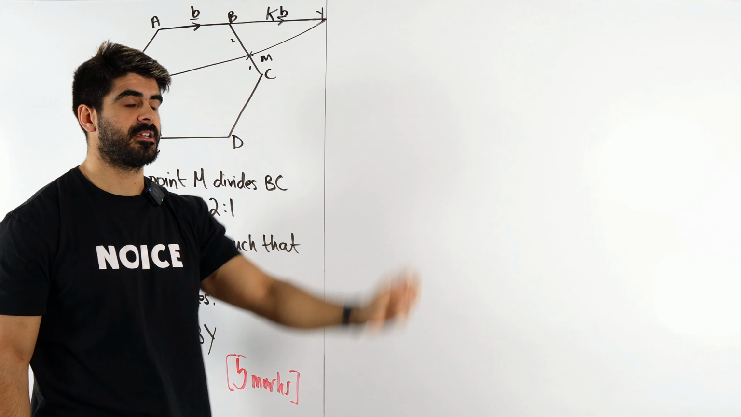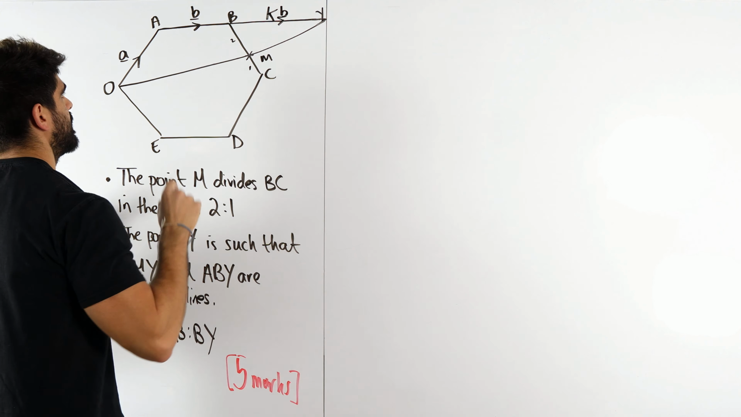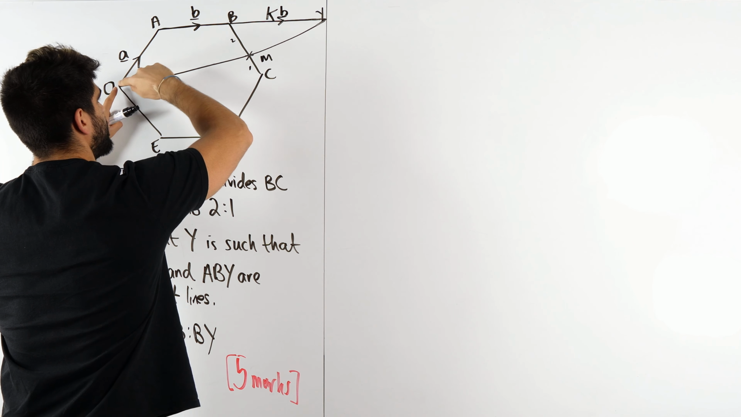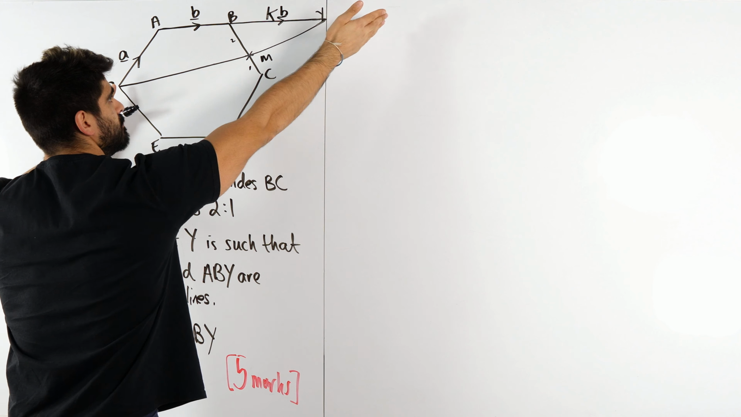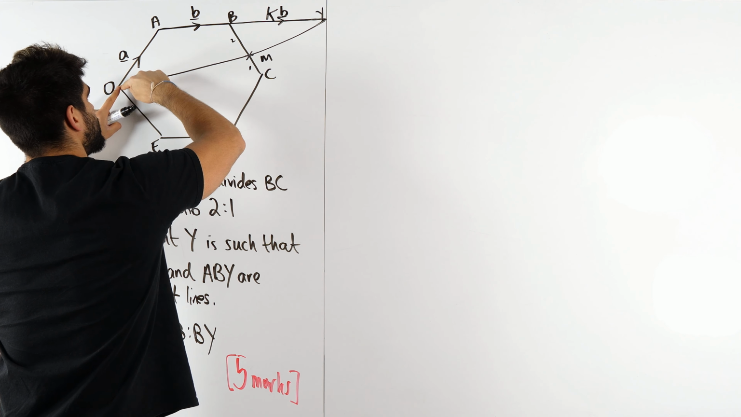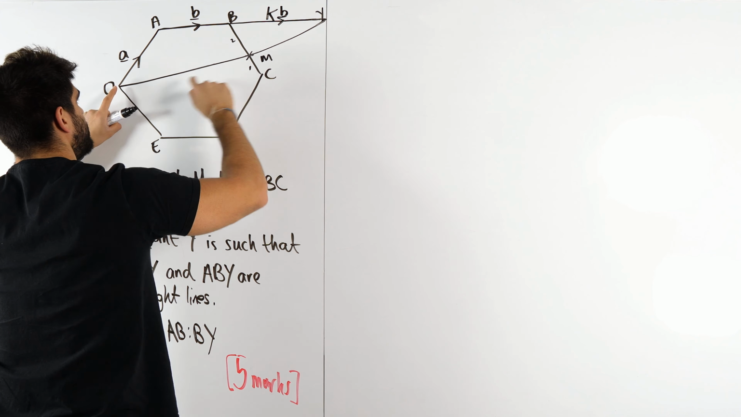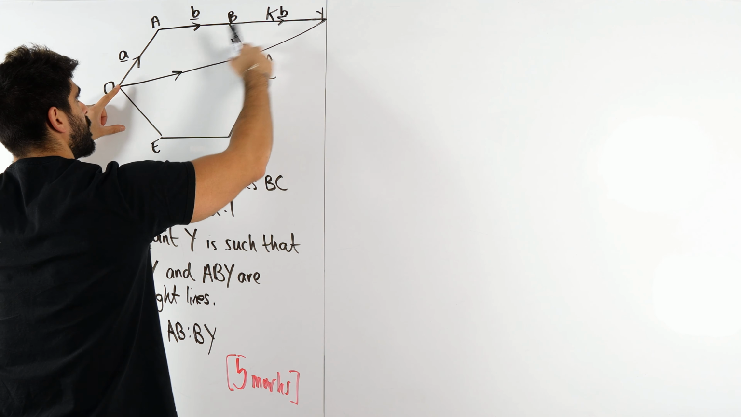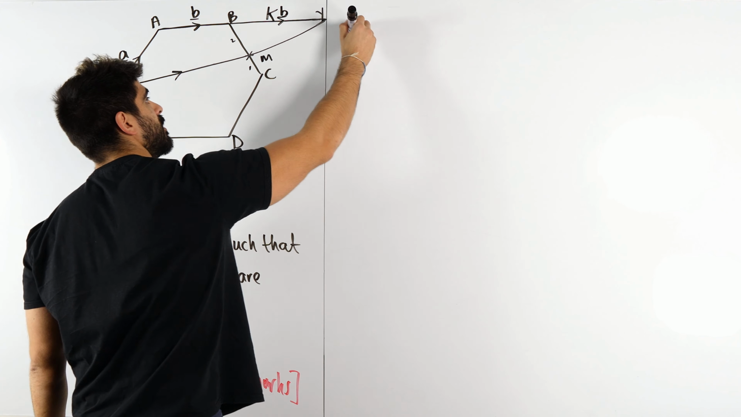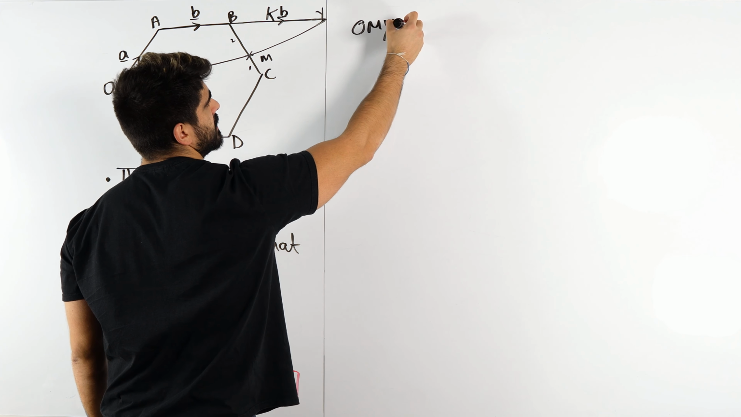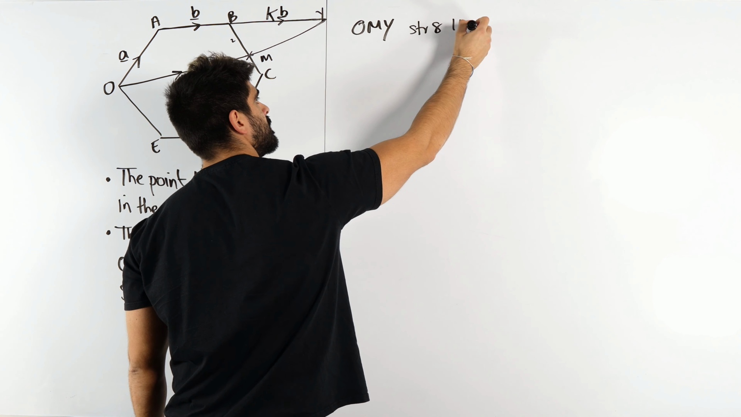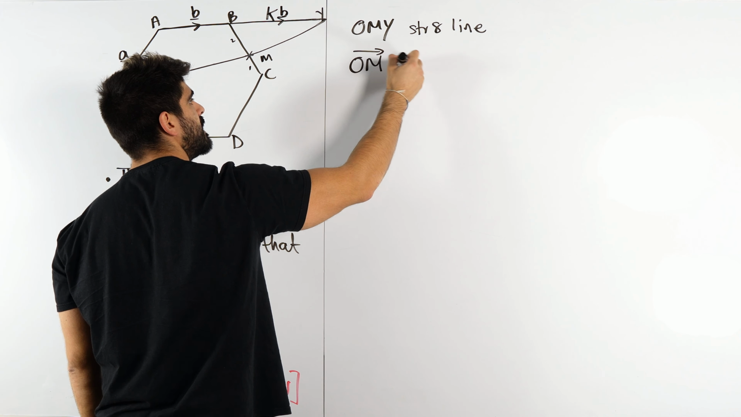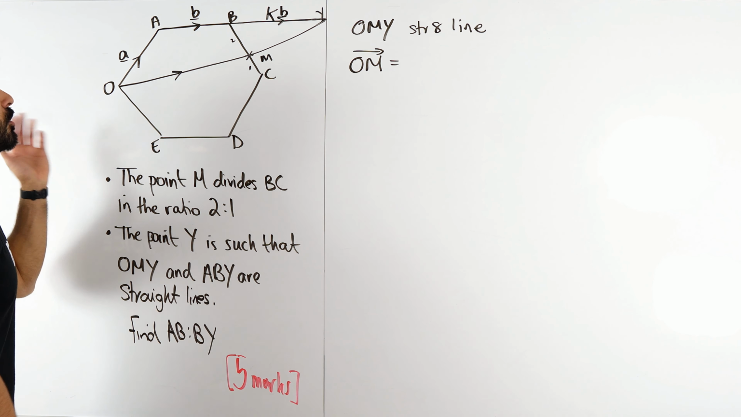OMY is a straight line. Now, what does that mean? Again, it means that O to M is parallel to OY. They're on the same straight line. Had I drawn it a little bit longer, I didn't want to go over this middle line. So OMY is a straight line, meaning the vector O to M is some multiple of OY. Okay? So OMY, straight line, means OM is some multiple of OY.